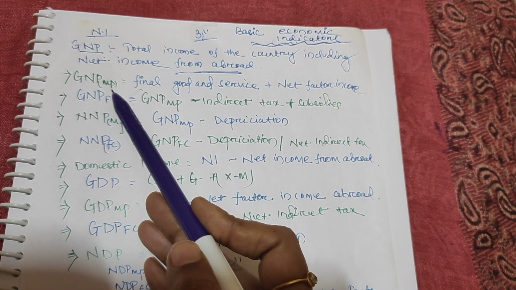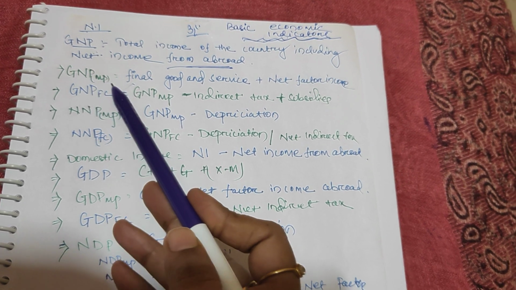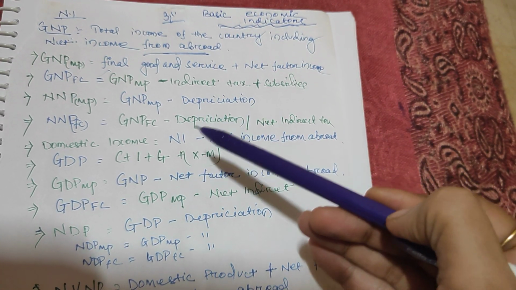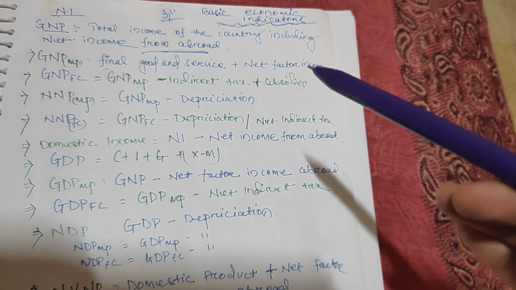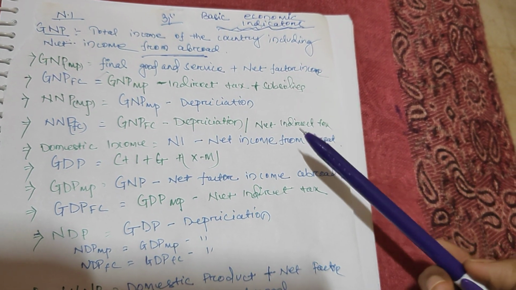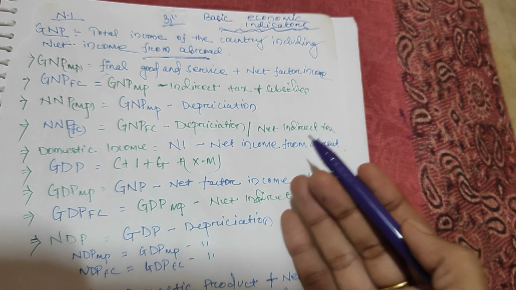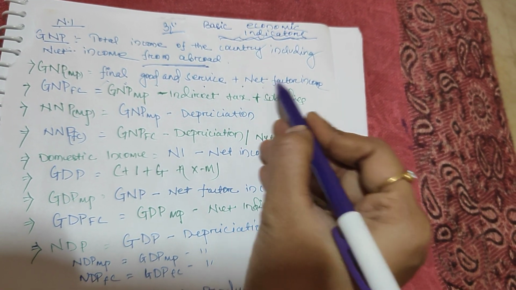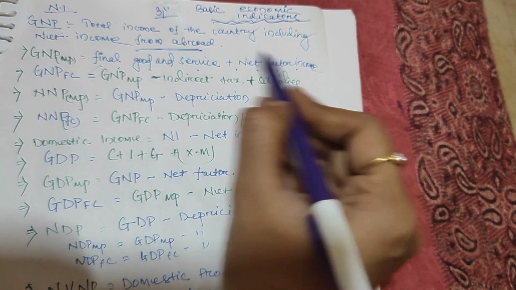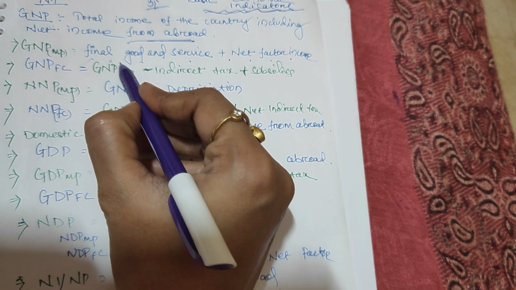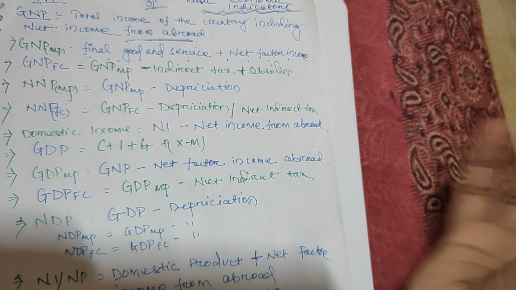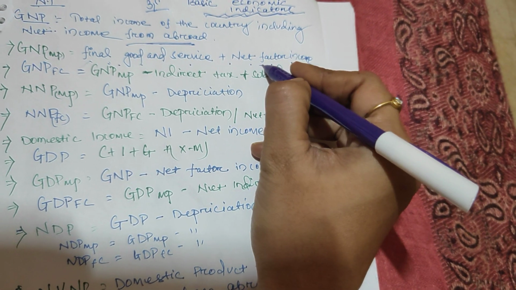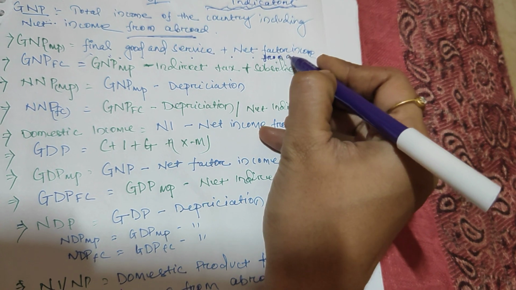So GNP MP means gross national product at market price. When we multiply the total output produced in one year by the market price prevalent during that year in a country, we get the gross national product at market price. In shortcut, final goods and services plus net factor income. Get it? GNP MP equals the value of all final goods and services produced in a country plus net factor income from abroad. Write this one. This is the main thing.